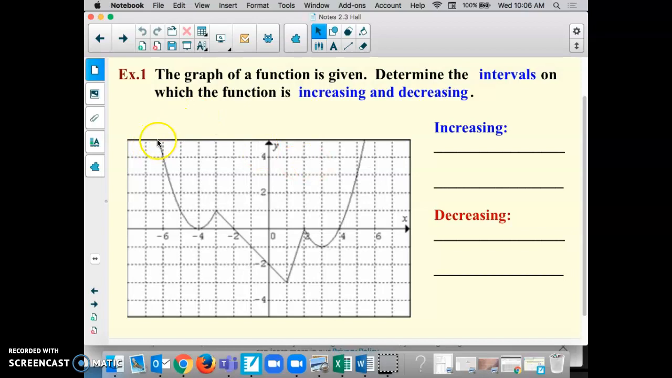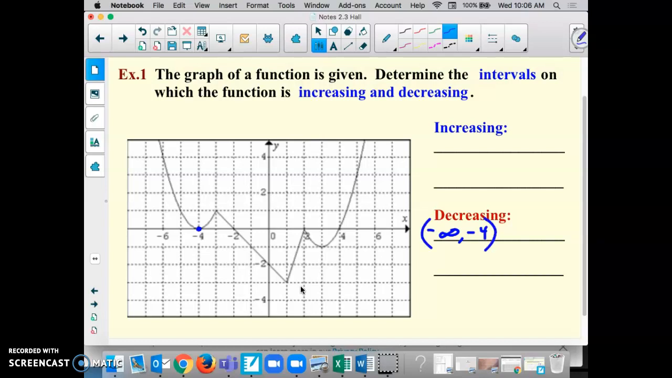So let's first talk about decreasing. All right, for the first part of the graph, as you can see, it's decreasing from -infinity. Put it on the decreasing line, and then all the way down here to -4. It's a parenthesis, and then at the place where it changes direction, it's a parenthesis. It's no longer decreasing, it's not increasing.